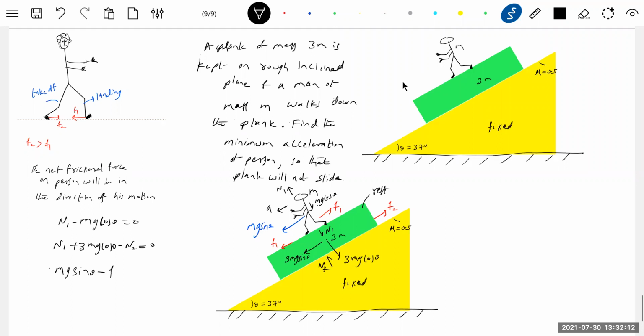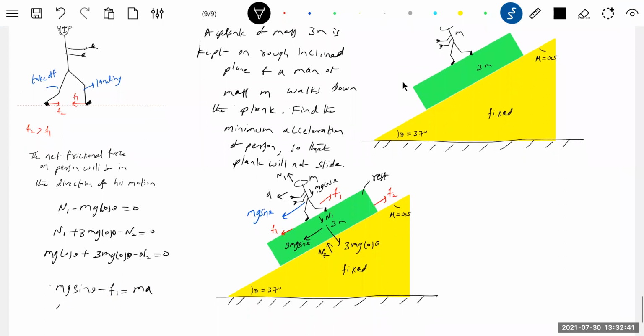mg sine theta minus F1 equals ma. It's asking for that acceleration. N2 equals 4mg cos theta. We'll get this much. Okay, that's one equation. Then what are the forces acting on the plank? We'll see. F1.